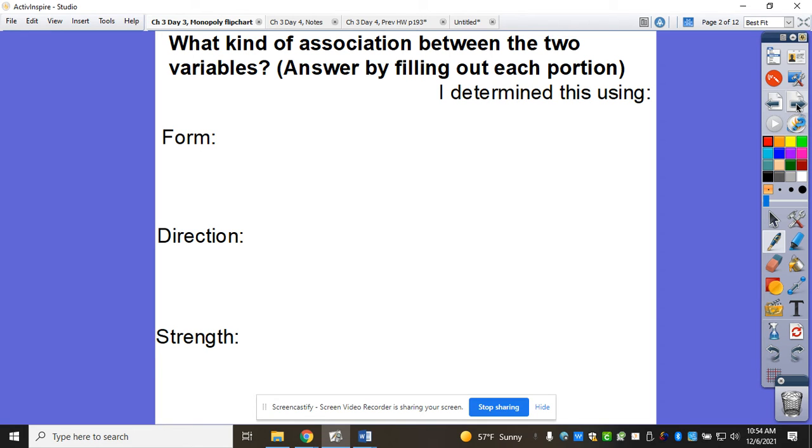All right, so the next part said, what kind of association is there between the two variables? I'm telling you now that if I ask this question up here, and that's all that I say, that means do this section. You would have to describe it by the form, direction, and strength. So really quick answers here. What is form for this problem? What is our direction? And our strength?